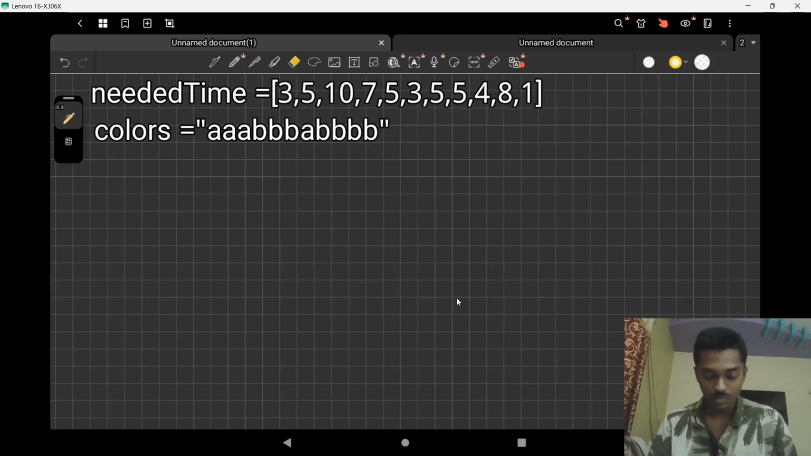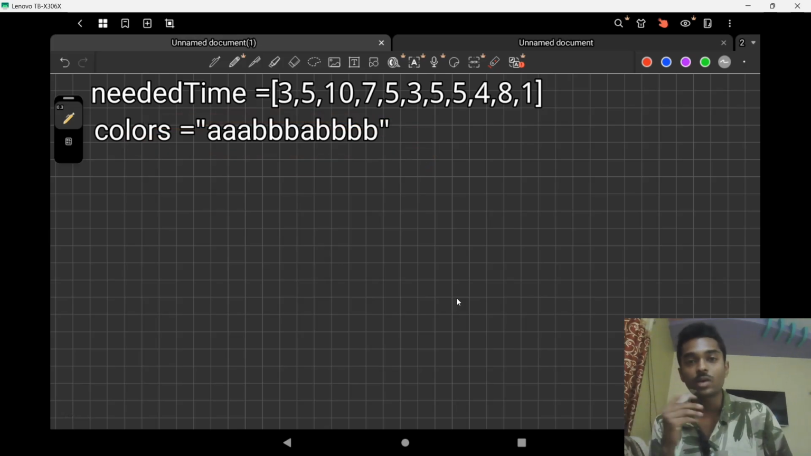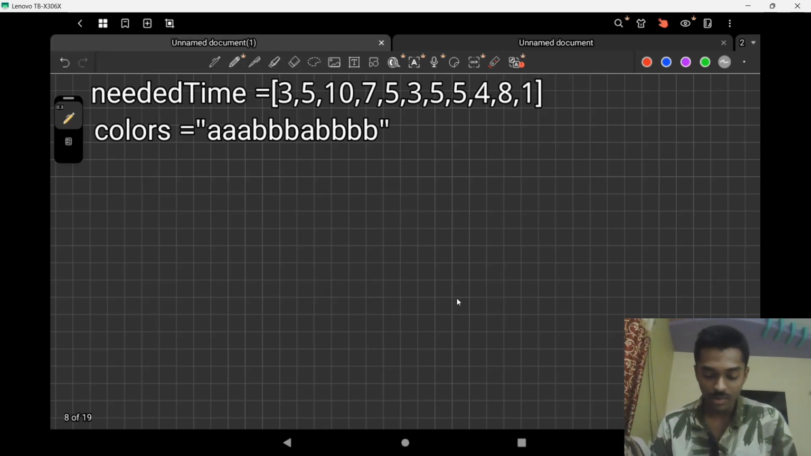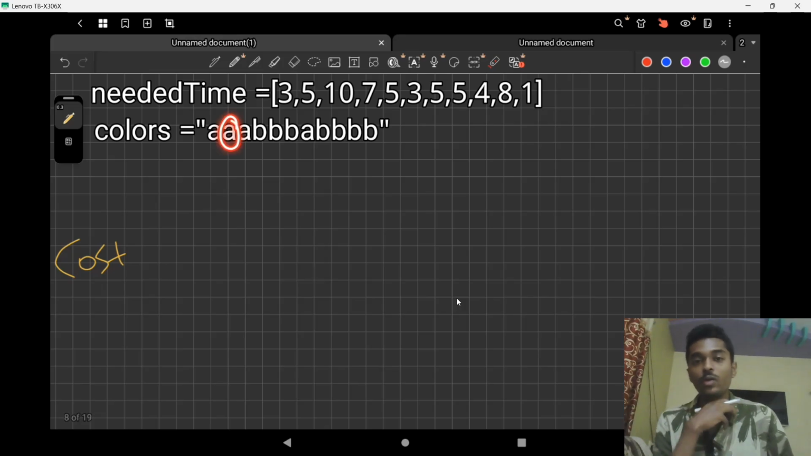So I am going to take this example so you can clearly understand. Our task is to remove consecutive balloons which have the same color. We have to remove one of them, and the time needed is the cost. So we can simply write cost, which is nothing but the time needed, and this is going to be our answer. Let's check from this index. We have to check the previous also, so that's why I am going to traverse from here.